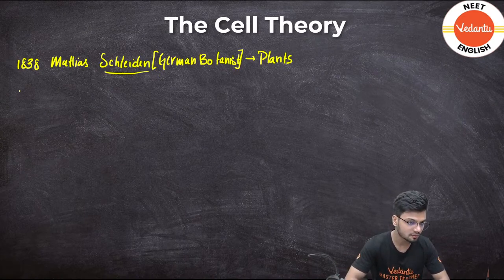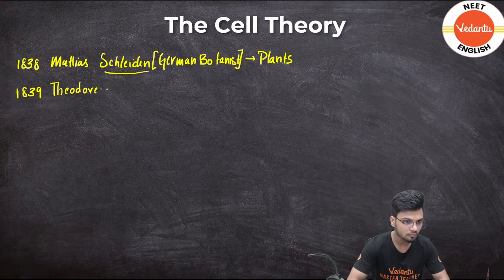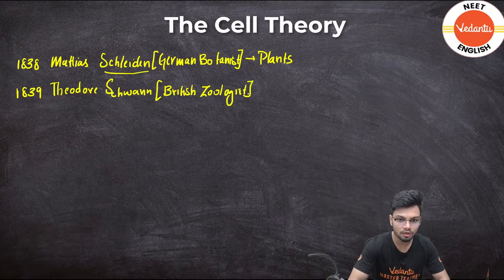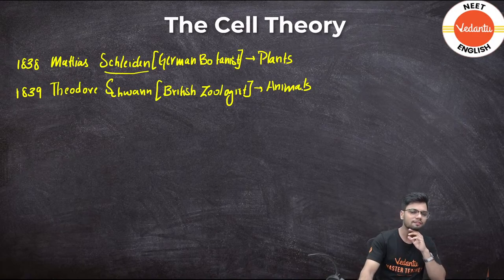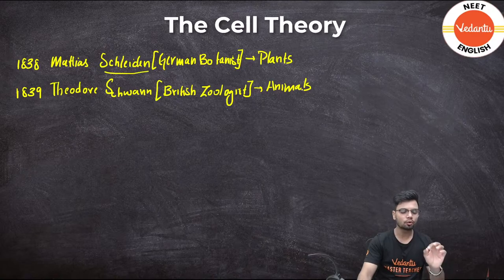Then there is another scientist, in 1839, if I'm not wrong, called Theodor Schwann. Sounds like a wizard. Theodor Schwann was a British zoologist. Unlike the botanist above, his main work was on animals. Now, what did he find in animals? Anyone knows in the chat? Any of you who ever read this chapter might know. He told a few things here.